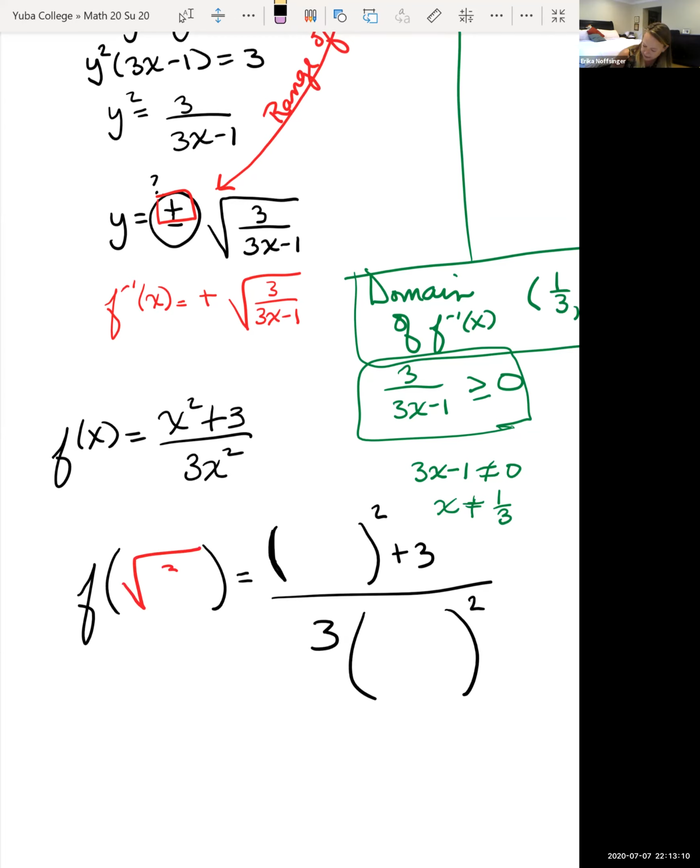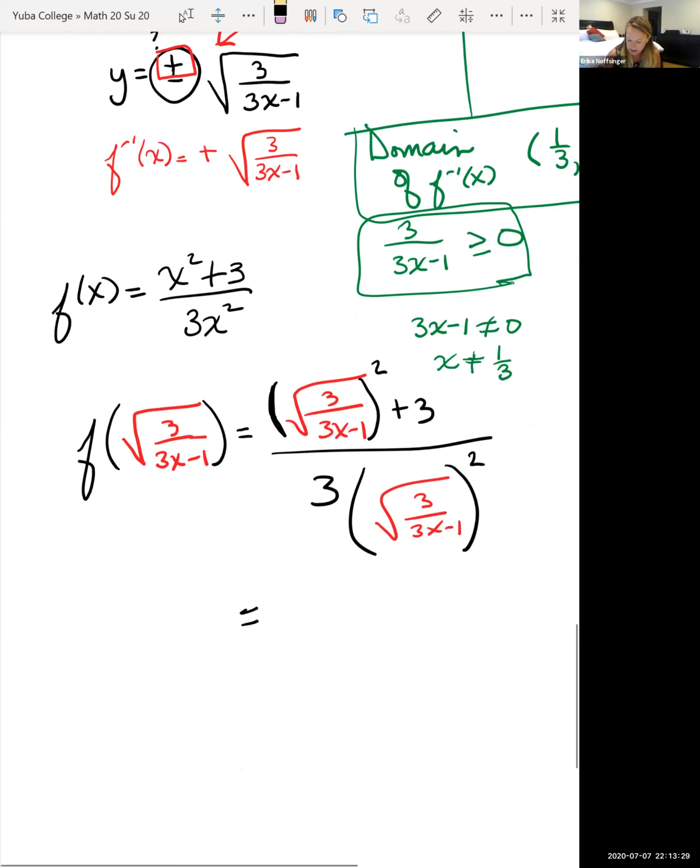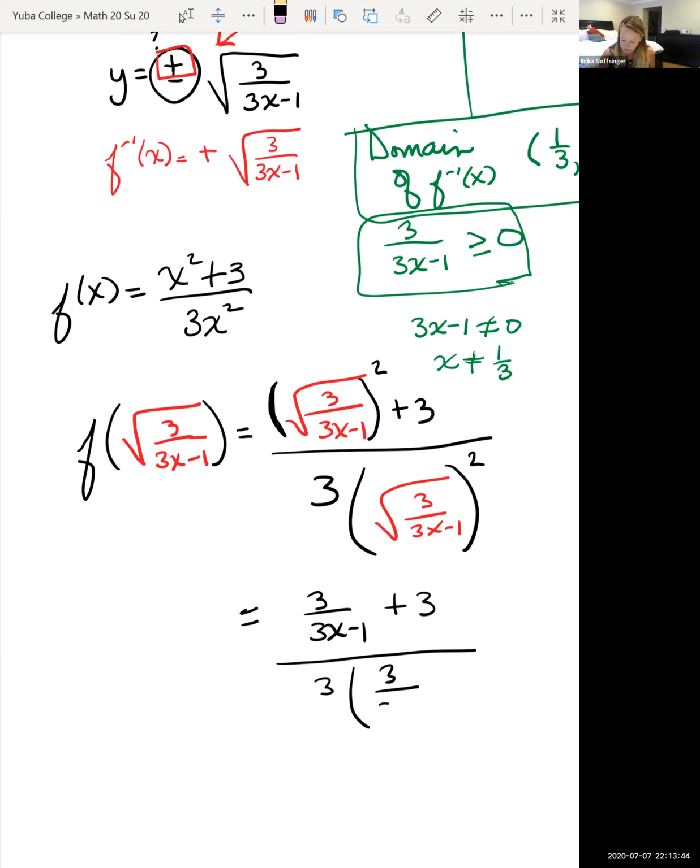So wherever we see an x, or parentheses where we put the x, we're going to put in the square root of 3 all over 3x minus 1. Well, if you square a square root, that cancels each other out, and you're left with what's underneath the radical, which is called the radicand. And so we would be left with 3 over 3x minus 1, and then plus 3, all over 3 times, again, the square and the square root cancel out, so 3 all over 3x minus 1.